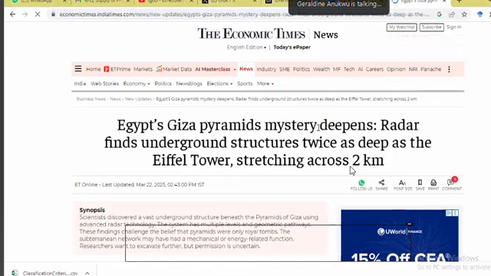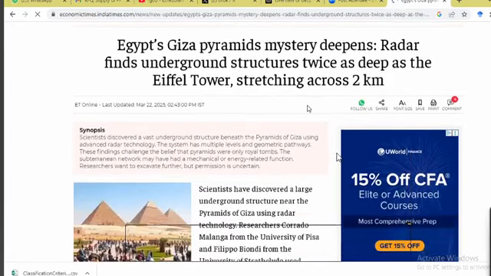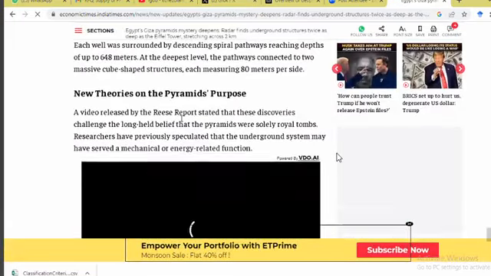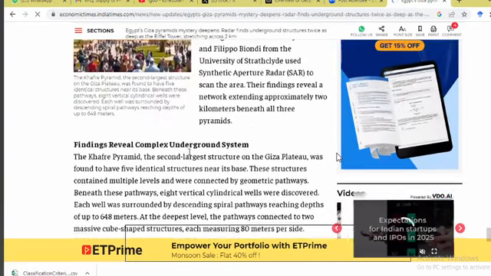Egypt's Giza pyramid mystery deepens. Radar finds underground structures twice as deep as the Eiffel Tower, stretching across 2 kilometers. Okay, so you could just Google it and read it up. It's quite an interesting theory that they have here.